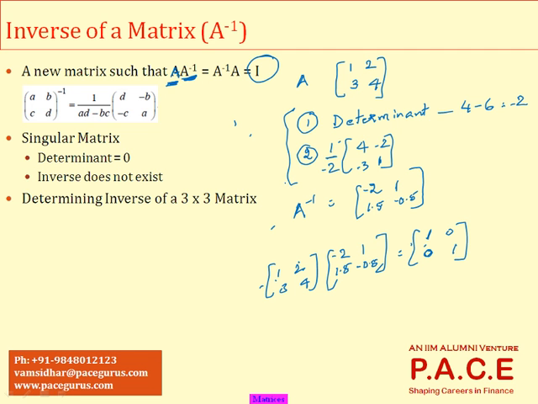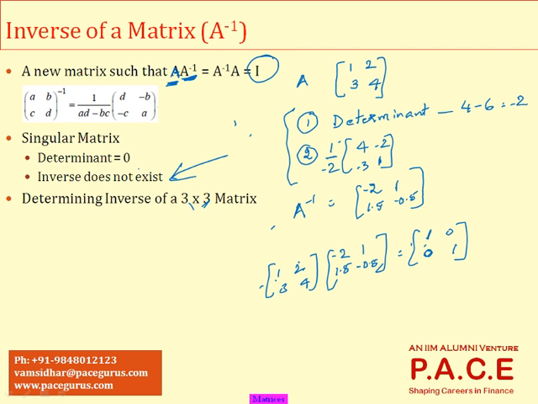That is what will become the inverse of a matrix for a 2 by 2. And as I said, if the matrix has a determinant 0, obviously 1 by determinant will make it not defined. So the inverse of the matrix does not exist for a singular matrix. Inverse does not exist for a singular matrix.